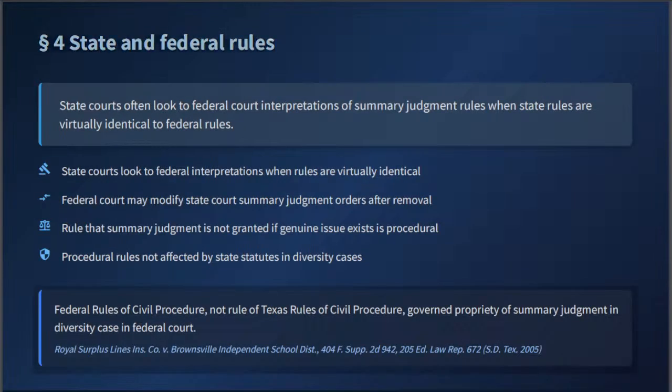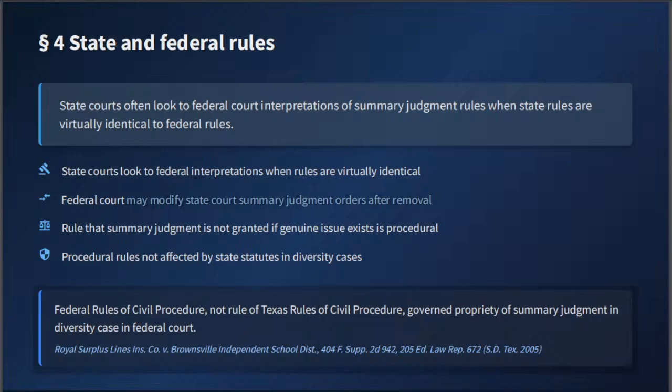So we're on Section 4 now, state and federal rules. State courts often look to federal court interpretations of summary judgment rules when state rules are virtually identical to the federal rules. So it's almost that you could use federal cases as what they would use for making their decisions, rather than just influencing them. So state courts look to federal interpretations when rules are virtually identical. A federal court may modify state court summary judgment orders after removal. So if a summary judgment in a state court is issued but it's removed to federal court, they may modify a state court summary judgment.